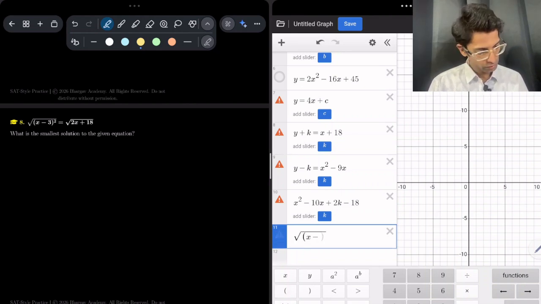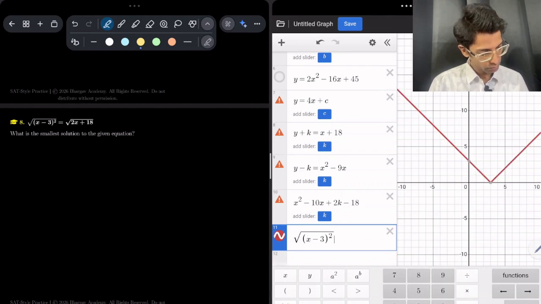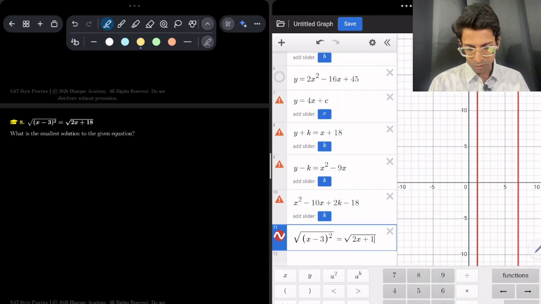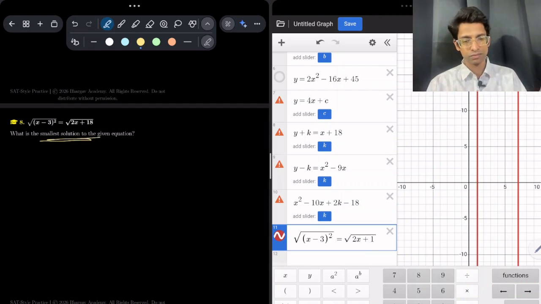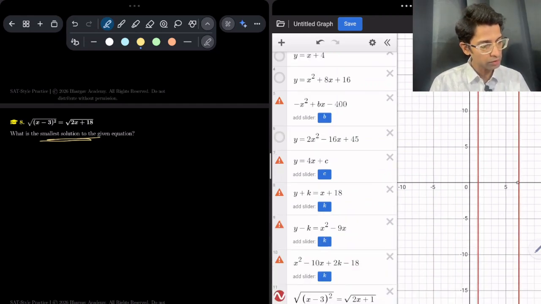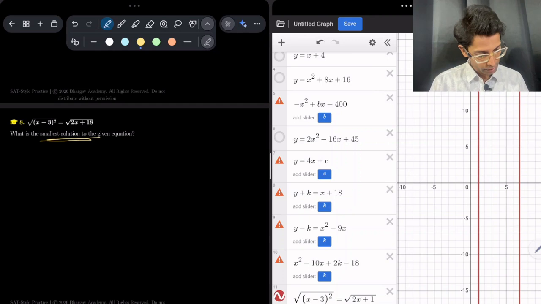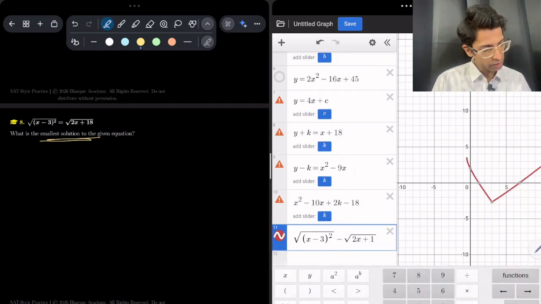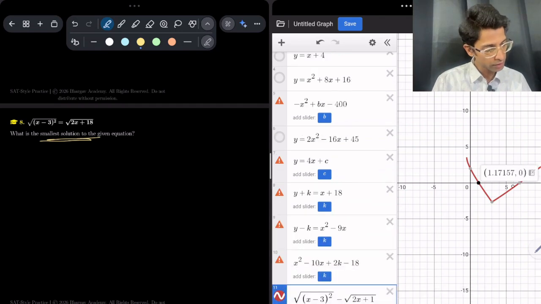(x minus 3) squared is equal to 2x plus 18. Now, what is the smallest solution asking you? The smallest solution is where this particular graph is cutting the x-axis, which is here and here, but unfortunately it's not showing it to me. Don't be disheartened. Instead of the equal to sign, put a negative sign. Now you have both the solutions exactly pointed out. So these are the two solutions you have.